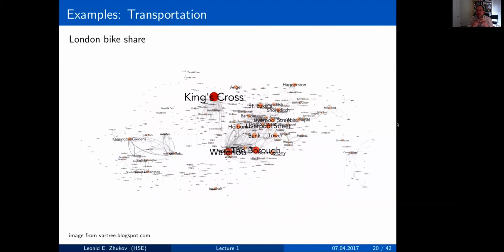This is actually a pretty cool picture. This is from bike sharing in London. So London, like Moscow now, like many other cities, has a bike sharing program. So you can pick up bikes in one location and drop them in another location. And so this shows different locations in London, and the edges show where bikes moved around.